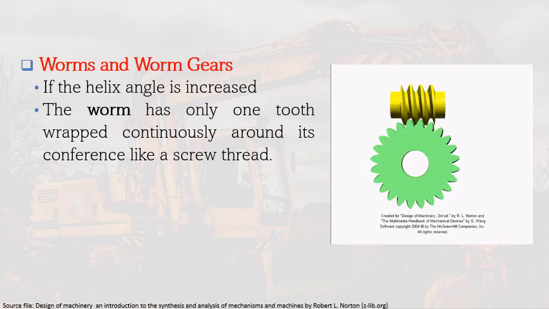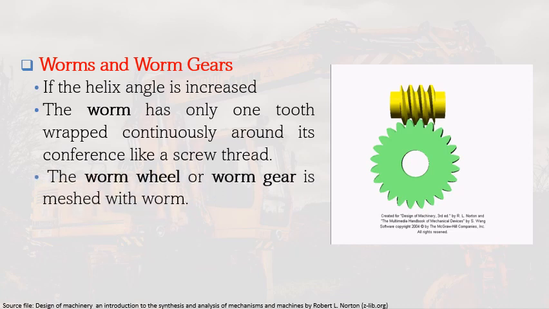around its circumference, like a screw thread. So it resembles a screw thread for the worm. The worm wheel, also known as the worm gear, is the gear that is meshed with the worm. So this is a worm and worm gear.